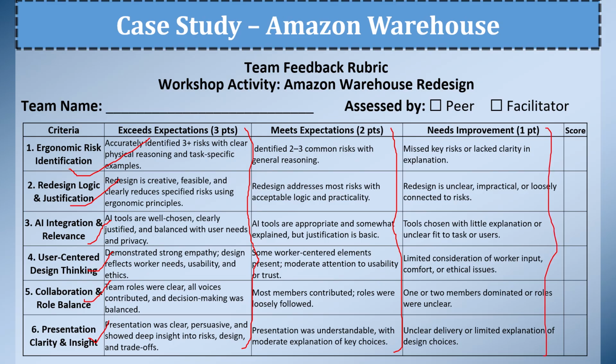And the last option is a score, right? So you need to write down the total score, how much you want to give them, right? And you have to mention that you are a peer facilitator, right? And your team name should be here.